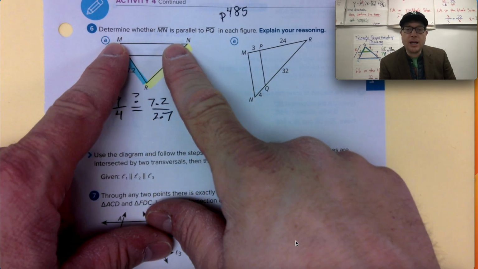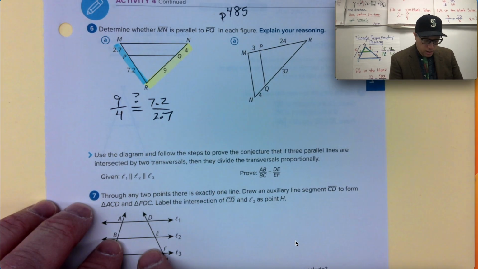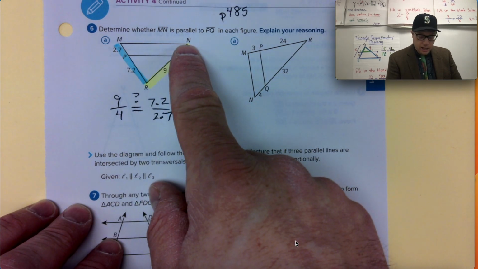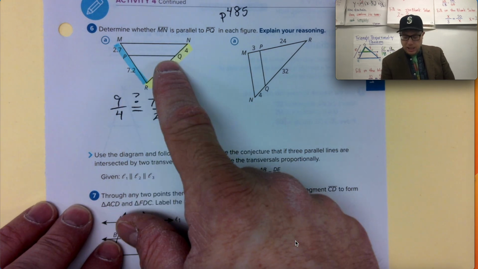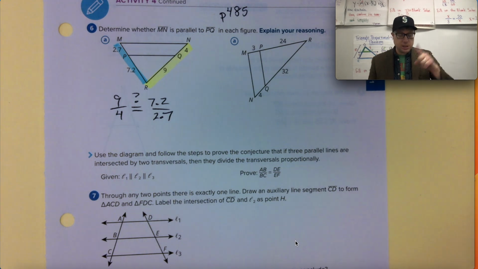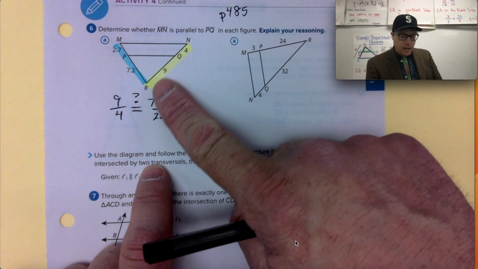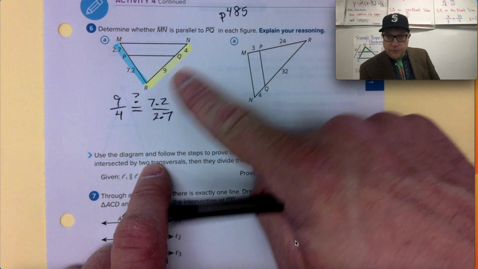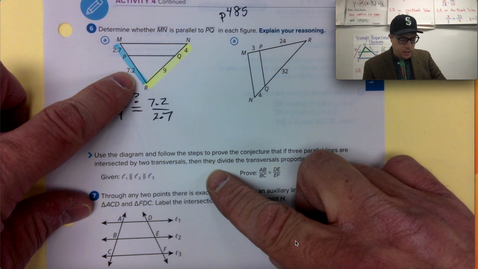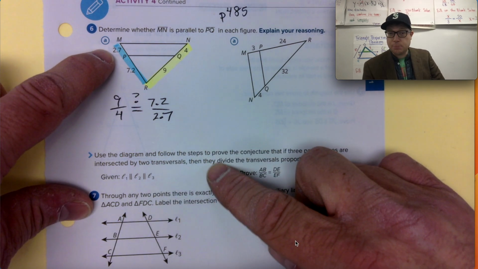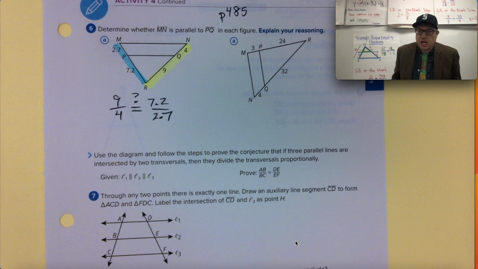Determine whether MN is parallel to PQ. Well, MN is this line, and we want to check if it's parallel to PQ. We'll use proportions to do it. I highlighted the 9/4 as yellow, and I highlighted the 7.2 and 2.7 as blue. The question is, let's just check if they're equal.